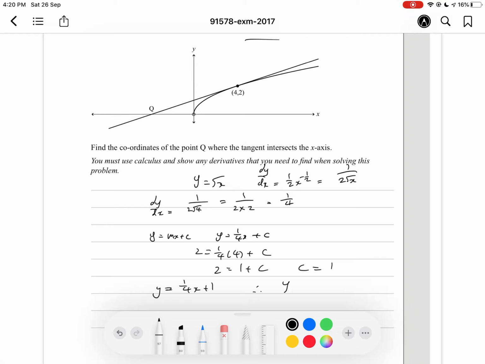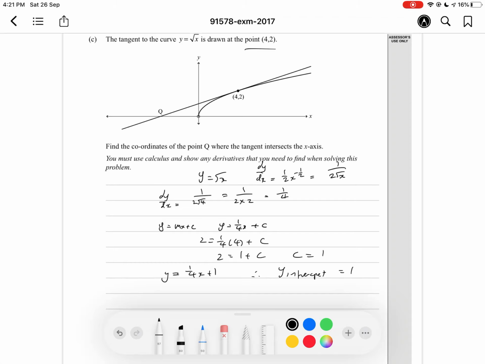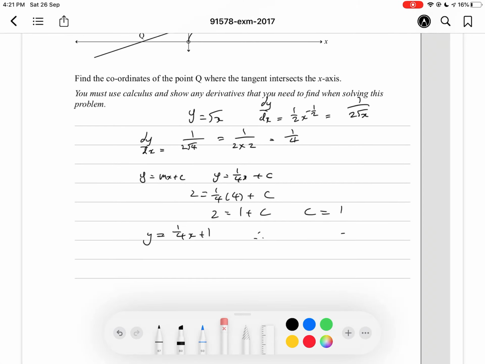So we can say that the y-intercept equals 1. In terms of finding point Q, that's on the x-axis. I apologize, so that's not our y-intercept, that's actually our x-intercept. Our x-intercept can be found by making y equal to 0. So 0 equals 1/4 x plus 1. Negative 1 equals 1/4 x, and therefore x equals negative 4. We know it's the x-intercept, so y is 0, therefore the point would be (negative 4, 0). And that should be our final answer for this question.